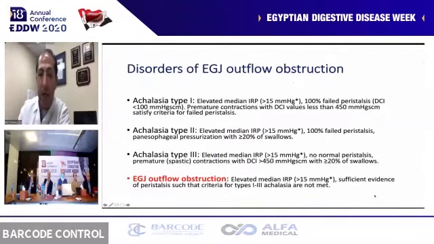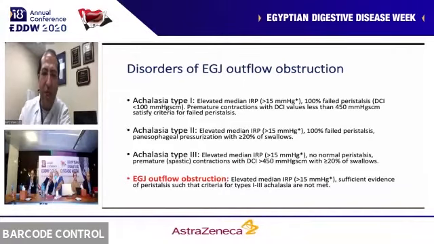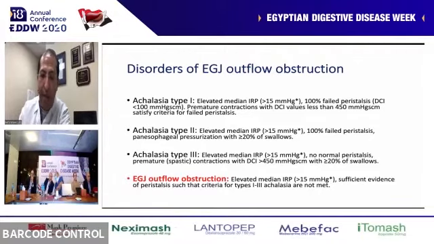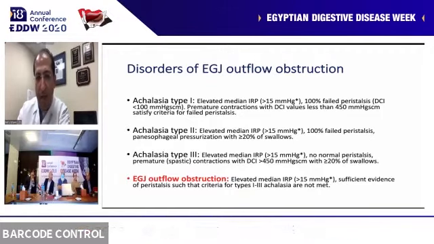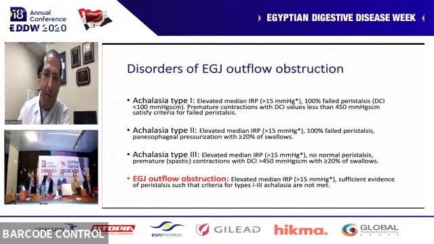There is a newer entity that a lot of us clinicians struggle with, called EGJ outflow obstruction, where you have symptoms of dysphagia, regurgitation, chest pain. You do a manometry, and then those patients don't fit any of the achalasia types. They don't fit the criteria. There is not sufficient evidence of peristalsis to make them either a type 1, 2, or 3. And in the US here, there's a lot of work going on to treat those patients with EGJ outflow obstruction using peroral endoscopic myotomy.